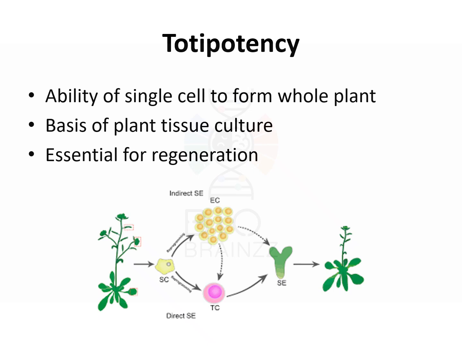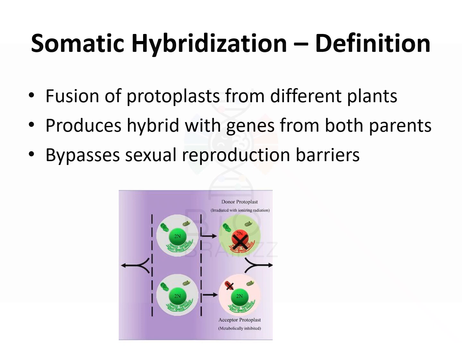Totipotency reflects the remarkable plasticity of plant cells, allowing them to de-differentiate, divide, and re-differentiate into complex structures when provided with the correct hormonal and environmental signals. Somatic hybridization is a technique in which protoplasts from two different plant species or varieties are fused to form a single hybrid cell containing genetic material from both parents.